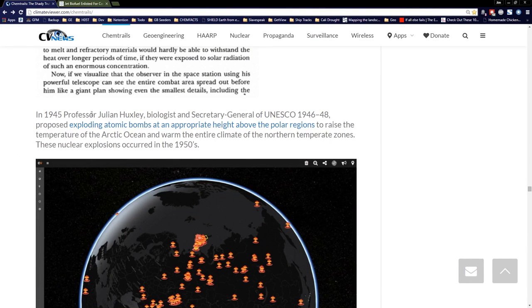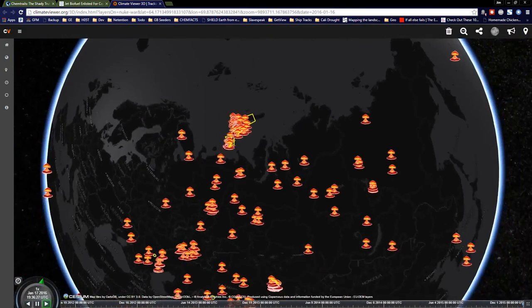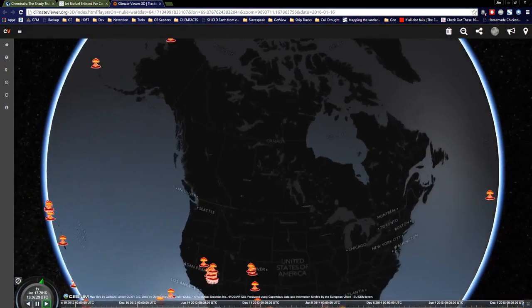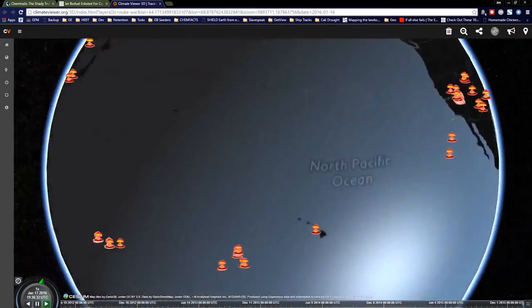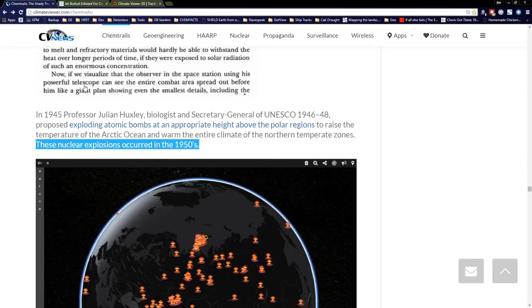Then in 1945, Professor Julian Huxley, biologist and secretary general of UNESCO, proposed exploding atomic bombs at an appropriate height above the polar regions to raise the temperature of the Arctic Ocean and warm the entire climate of the northern temperate zones. By the way, these nuclear explosions happened in the 50s. So what you're going to see is this stuff, they keep talking about it, but they're actually doing it. There's your nuclear explosions. Those are in the Arctic. Even over here, you see one up here in Alaska. But, yeah, that's their plan. They want to melt the pole and get to all those vast oil reserves and gas reserves.